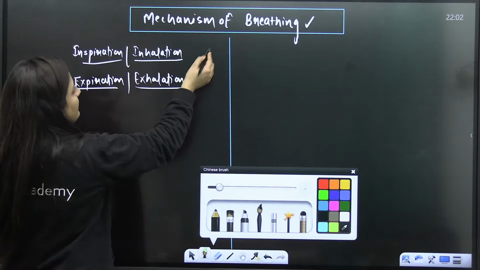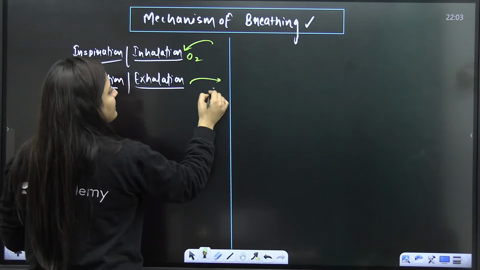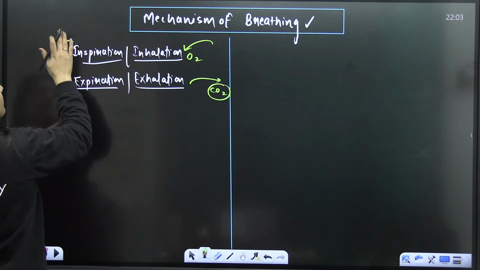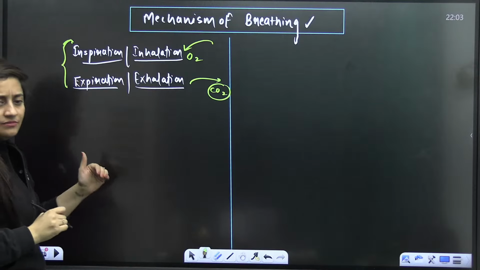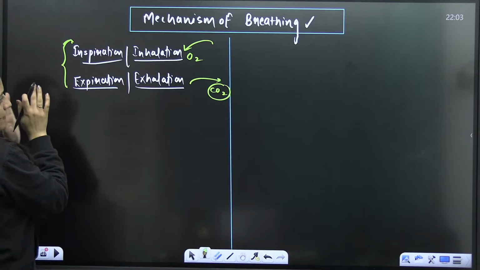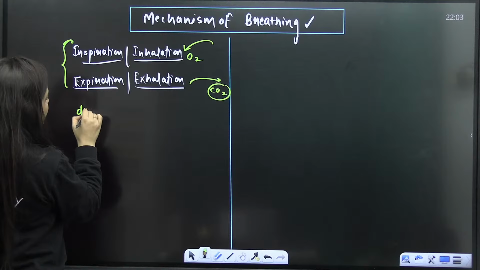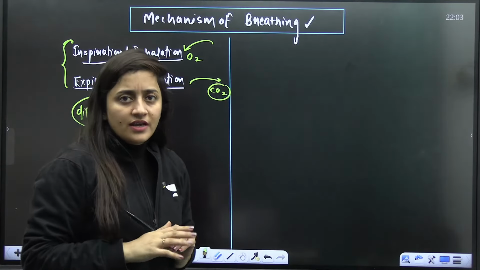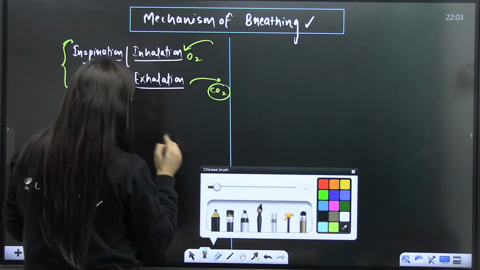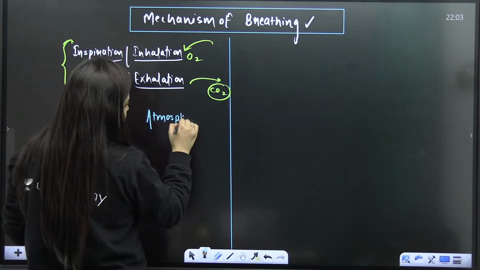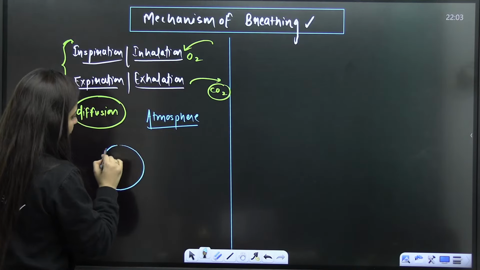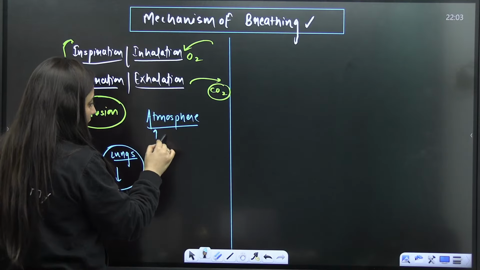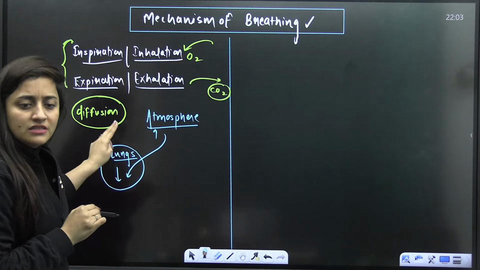Basically you are inhaling, taking oxygen in, and releasing CO2 out because it is our metabolic waste. But before understanding this part, we'll discuss a few other terms, then we'll relate it. First of all, here we need the diffusion of gases. If in our atmosphere there is a high concentration of the gas, and within your lungs, within your pulmonary cavity, it is low, gases will move from higher concentration to lower concentration. This is what diffusion is.